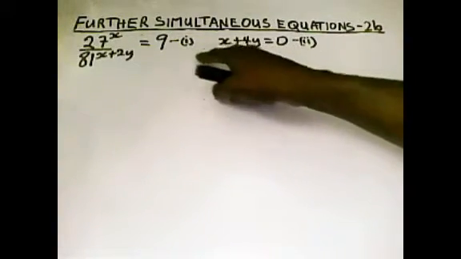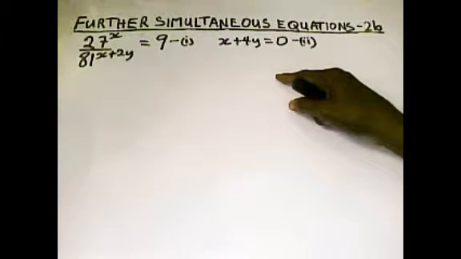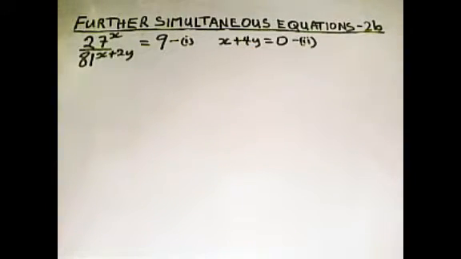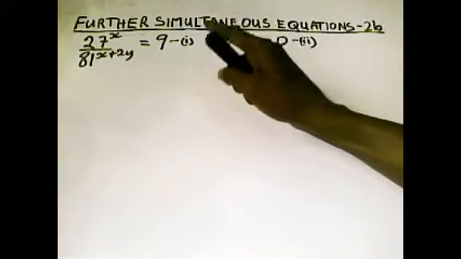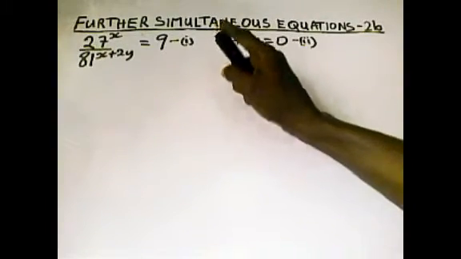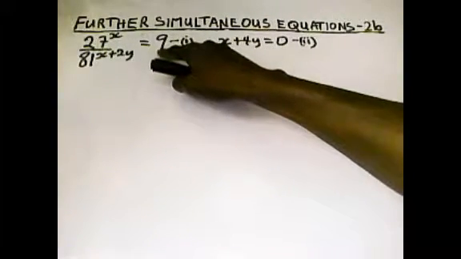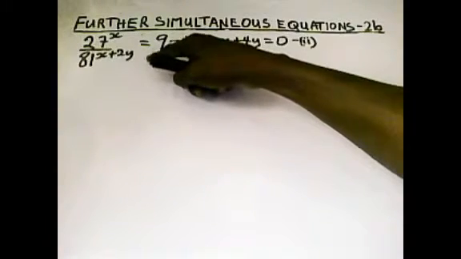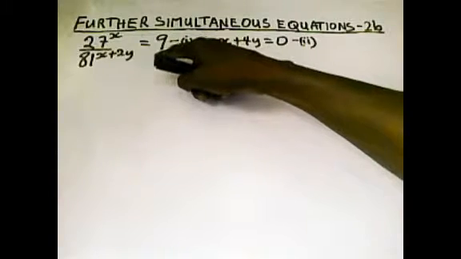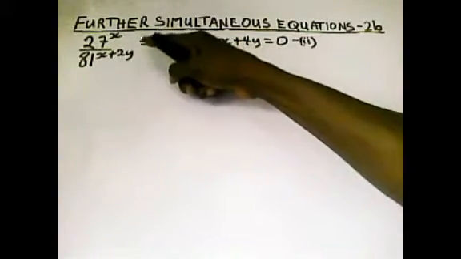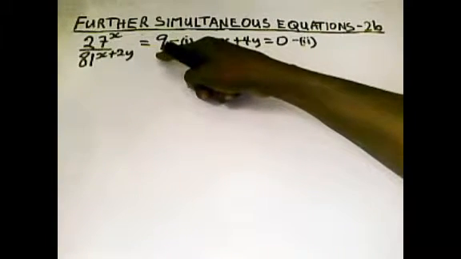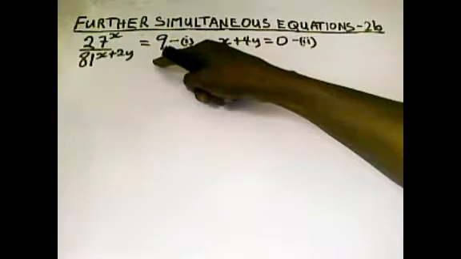Now, there are two simultaneous equations on the board, and we are required to solve them simultaneously. But if you take a look at the equations, they are not directly simultaneous linear equations. In equation 1, what we have here is an indical equation, that is an equation that has an index. So we need to resolve this index in order for us to arrive at a linear equation.